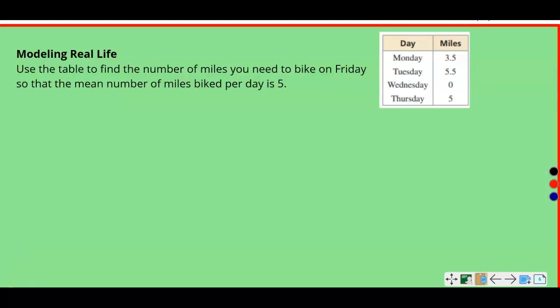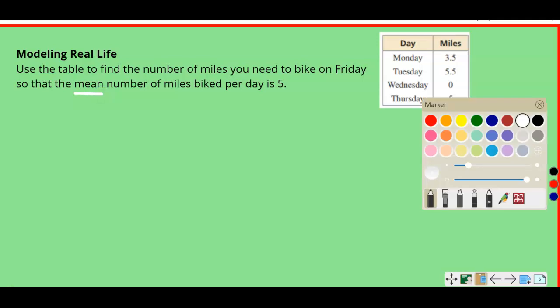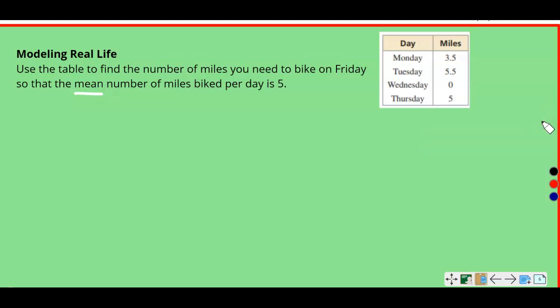All right, last example here. Use the table to find the number of miles you need to bike on Friday so that the mean number of miles biked per day is 5. All right, so if you remember, mean is your average. So we're looking for the mean. And we want to know that the mean is 5 per day.